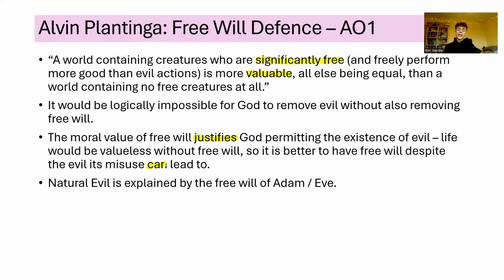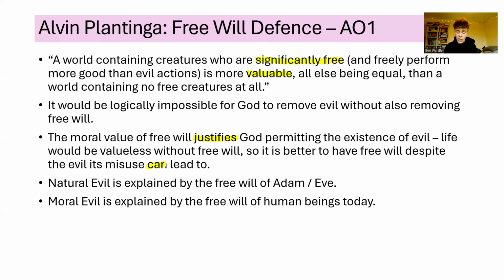Now, he believed that natural evil is explained by the free will of Adam and Eve. Remember, he's agreeing with Augustine there that Adam and Eve disobeyed God in the Garden of Eden and that brings about disharmony in nature. He would then, of course, agree as well that moral evil is explained by the free will of human beings today. So even if we don't inherit original sin, we do have free will and people choose to misuse that. And that explains suffering, because people choose to murder, to steal, to commit other kinds of evil as well. So he is therefore explaining the two by free will.